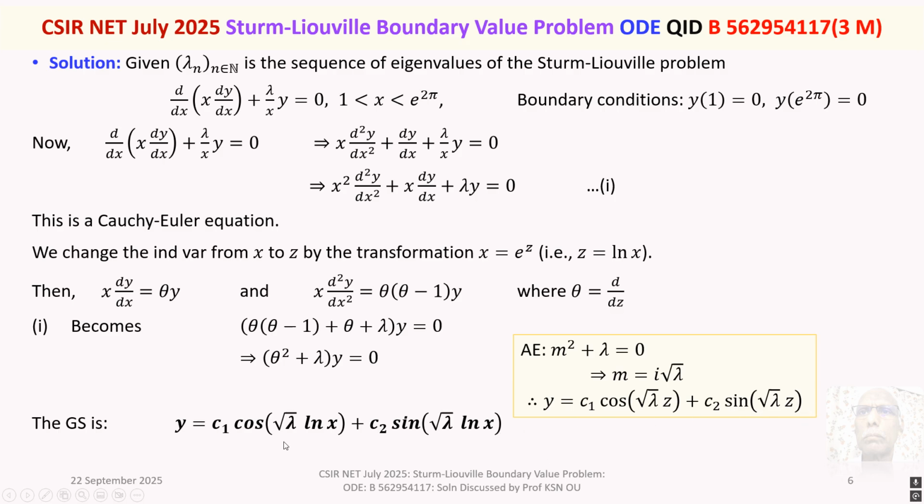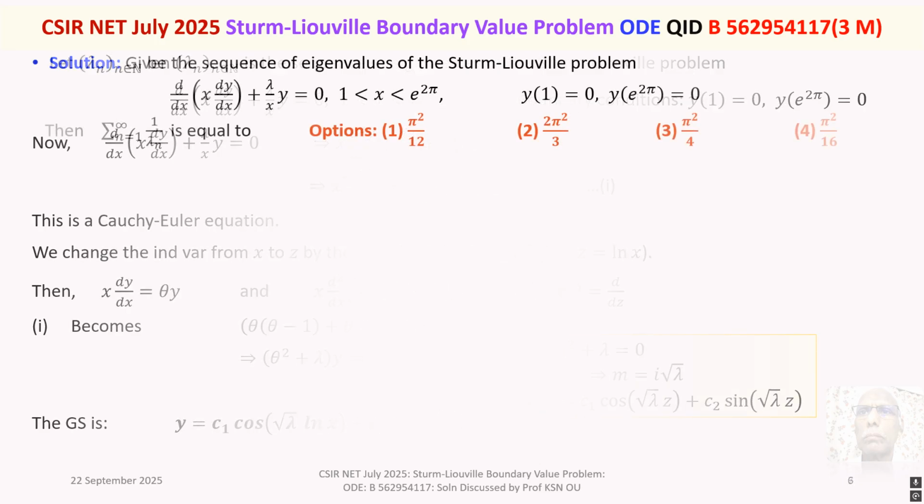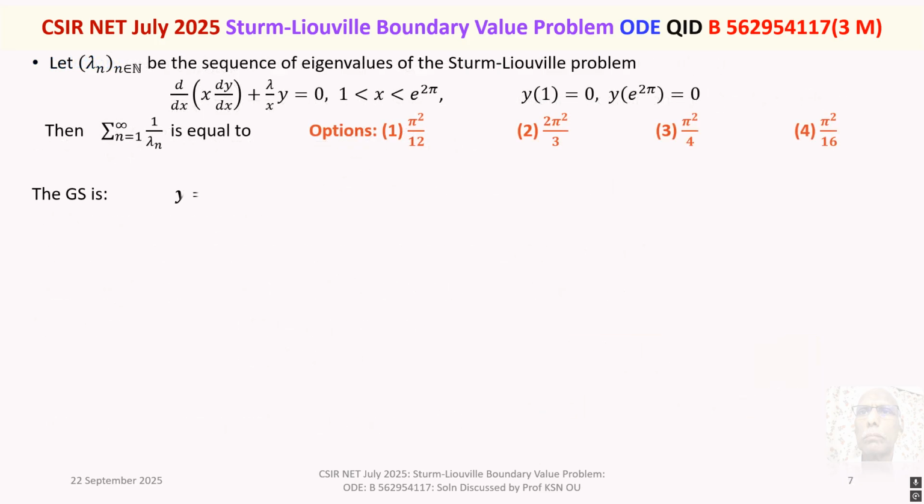Right. We got the solution of the given differential equation. We continue the discussion in the next slide. Right. So we got the GS. To evaluate C1 and C2, we use our boundary conditions. We are given y of 1 is 0. That means in the above, put y is equal to 0 when x is equal to 1.